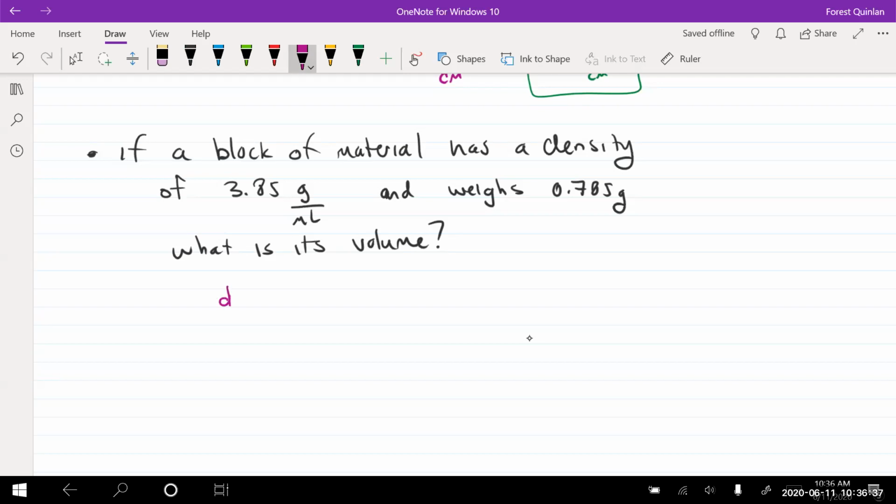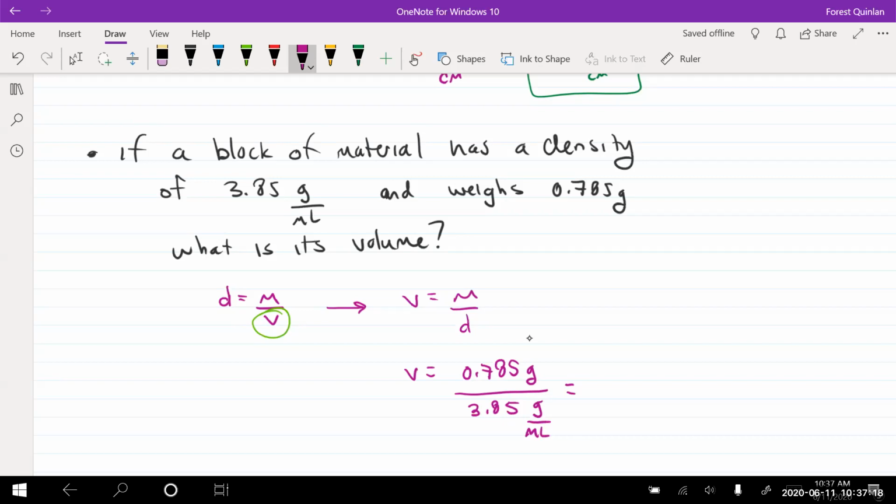So in this case, we have density equals mass over volume, and I've asked you to get me its volume. All we have to do there is solve that equation for volume, and we get volume equals mass over the density. And we can plug it in. So the volume is equal to 0.785 grams, and we divide that by 3.85 grams per milliliter.